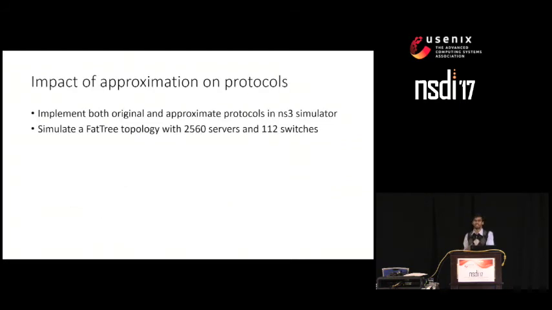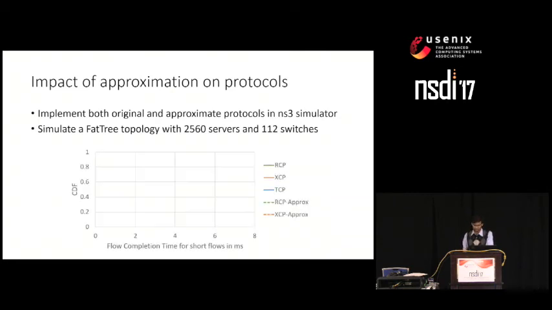Next, let's look at the impact of approximation on these protocols. And for this, we are going to implement two congestion control schemes, RCP and XCP, both the original and the approximate versions in NS3. And again, we run it on a fairly large fat-tree topology and measure flow completion times to see if there is significant deviation. So this graph shows the CDF of flow completion time, with the solid lines representing the original protocols and the dashed lines representing the approximate versions of these protocols. And as you can see, there is almost no difference. It's barely visible on this graph between the original and the approximate versions.